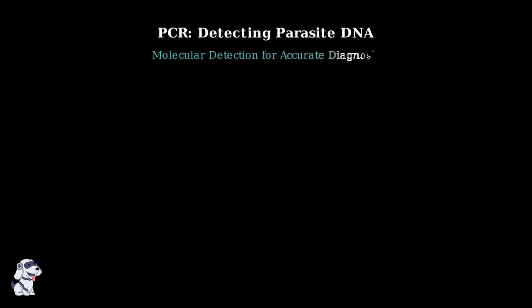PCR, or polymerase chain reaction, represents the gold standard for detecting Entamoeba histolytica DNA in stool samples. This molecular technique provides unparalleled accuracy in diagnosing amoebiasis. The PCR process begins with extracting DNA from a stool sample. This DNA contains genetic material from all organisms present, including any Entamoeba parasites.